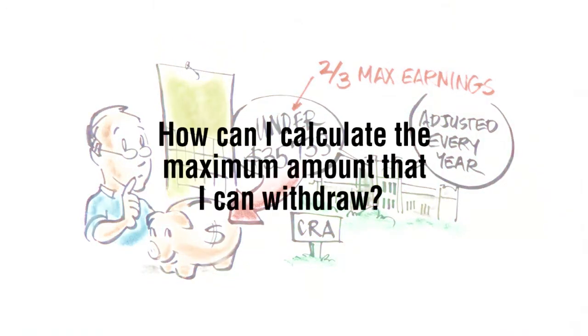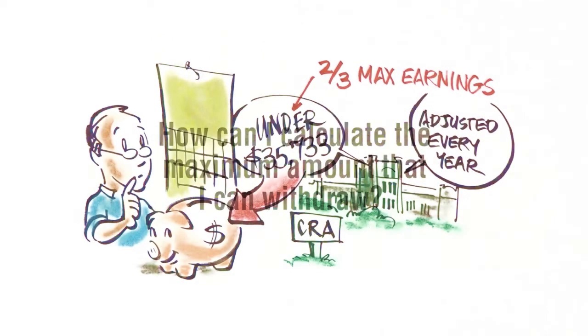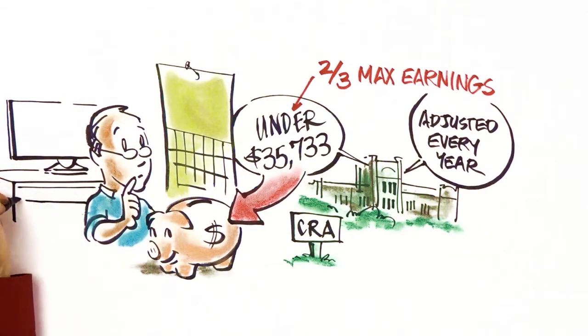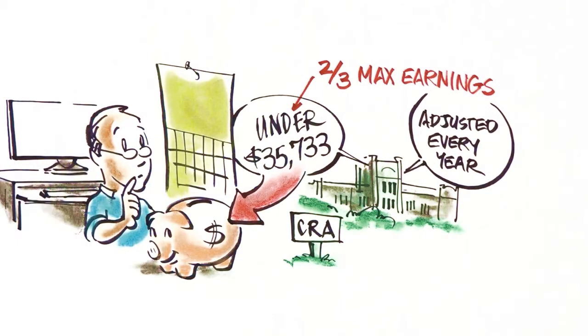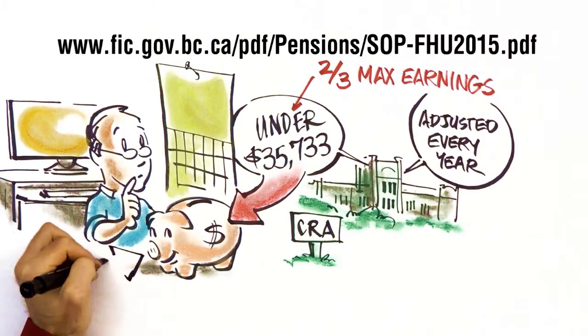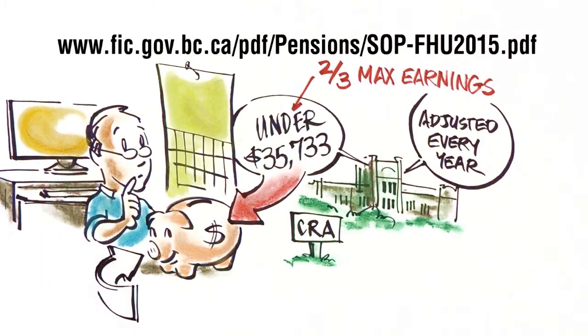How can I calculate the maximum amount that I can withdraw? Start by going to the Application to Unlock and Withdraw British Columbia Funds Due to Financial Hardship form on FICOM's website. You can find it at. To find out the maximum amount that you can withdraw, begin by calculating all of the income you expect to earn in the next 12 months.